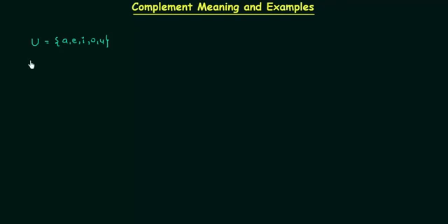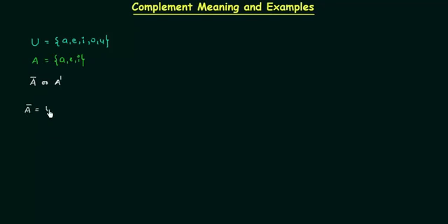Let's take one set A. This is definitely a subset of U, and the elements are A, E, I. These are the elements of A. Now we want to find out the complement of A. I will use two notations for complement. First one is A bar and second one is A prime. So let's find out the complement of A.